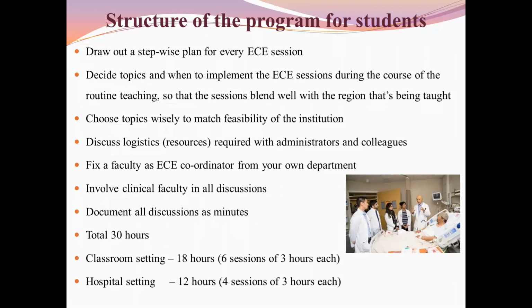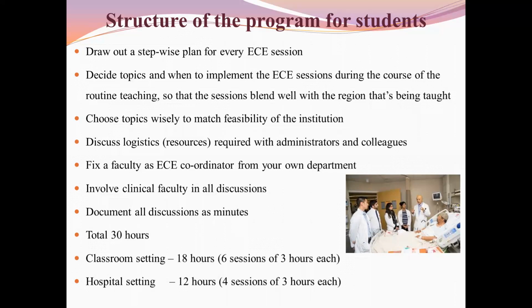Discuss the logistics or resources, whatever you need. It may be stationery, it may be internet connection, it may be faculty, your basic science faculty or your clinical faculty. You need lecture halls and you need patients, ward, whatever you need. Any kind of logistics required should be discussed with the administrators and colleagues. Fix a faculty as ECE coordinator from your own department. Involve clinical faculty in all these discussions. Document all discussions as minutes so that everyone takes up their responsibilities and roles in the right way.